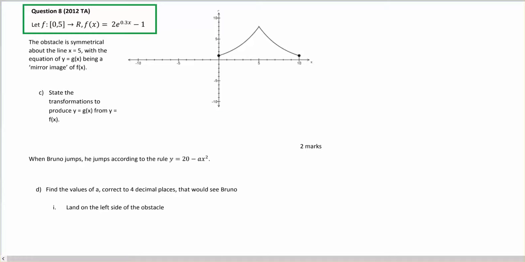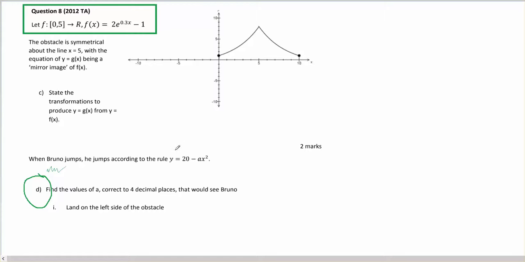This is for Year 12 Methods. It comes out of the 2012 Tech Aloud Question 8 SAC, where we have Bruno jumping off and landing either on this side of the tent, or that part of the tent, or that part of the tent. And here are some hints as to how to do question D.